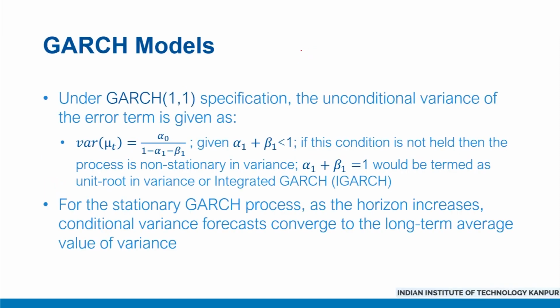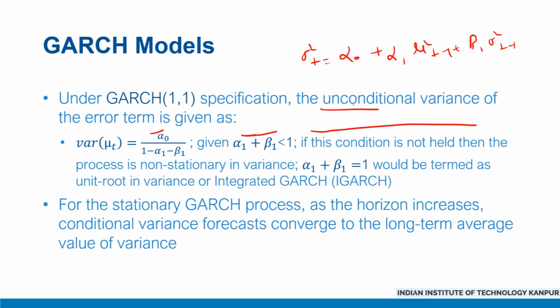Recall our expression for the GARCH(1,1) model: sigma square t is a combination of a constant alpha naught plus alpha 1 times mu square t minus 1 plus beta 1 times sigma square t minus 1. Here, the unconditional variance of the error term is given as alpha naught upon 1 minus alpha 1 minus beta 1. One required condition is that the summation alpha 1 plus beta 1 is less than 1. If this condition does not hold, then the process is non-stationary in variance.